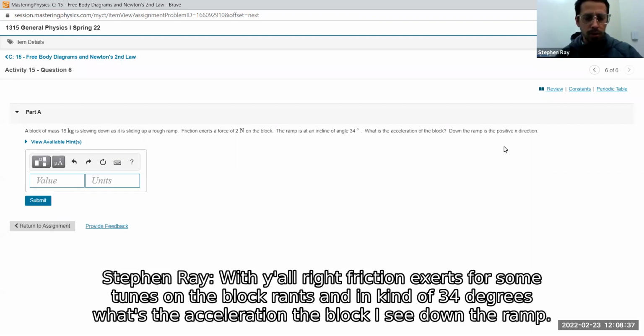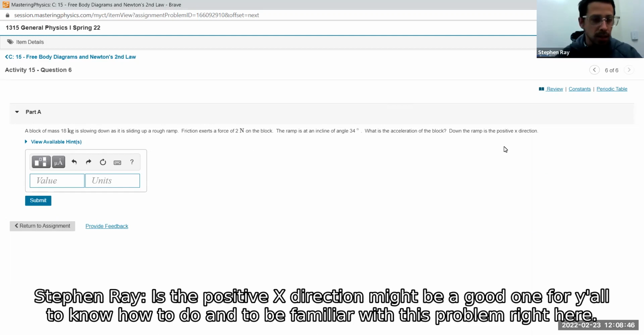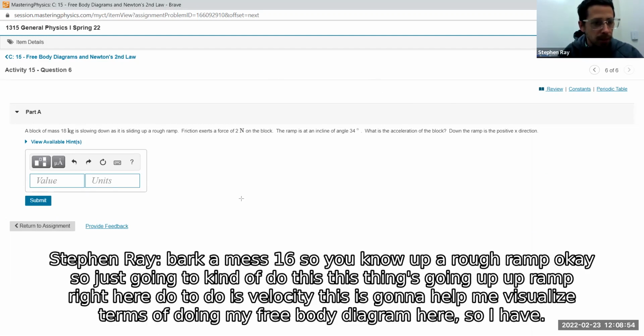Friction exerts a force of 2 newtons on the block. The ramp's at an incline of 34 degrees. What's the acceleration of the block, if I say down the ramp is the positive x direction? Might be a good one for y'all to know how to do and to be familiar with. A block of mass 16, so now I'm up a rough ramp.